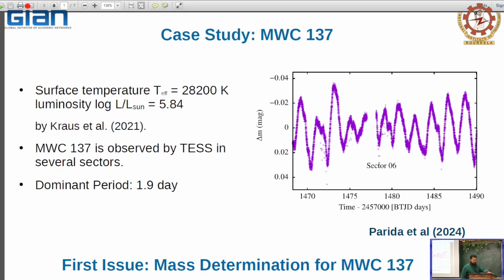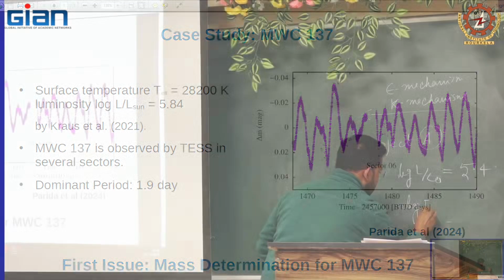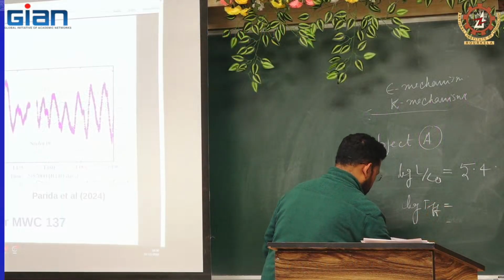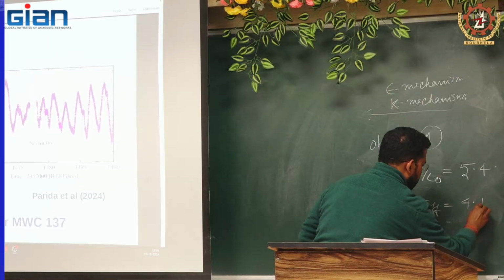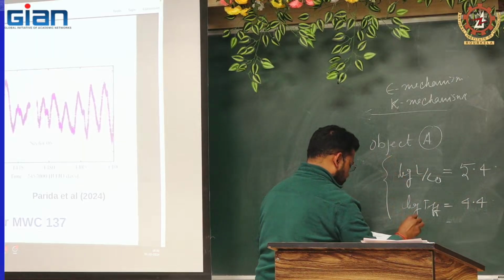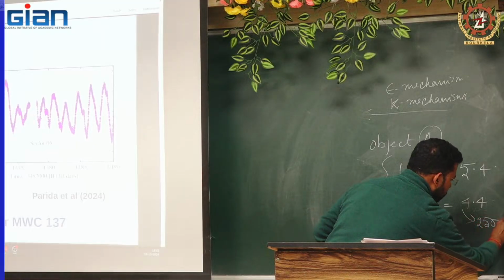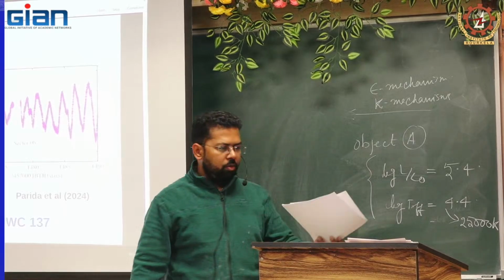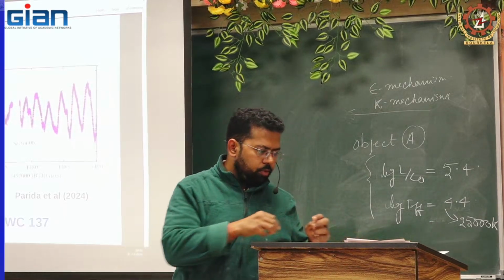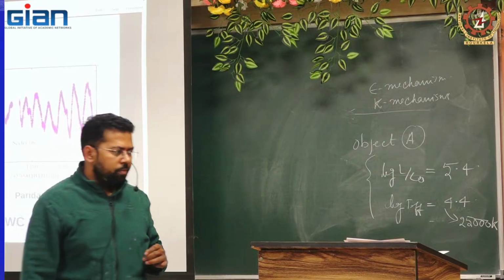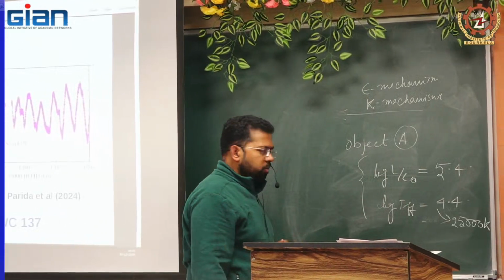For this object A, we have the luminosity 5.4 and the surface temperature equal to 4.4. I think if you convert it to the normal Kelvin scale, it is close to 25,000 Kelvin. Can you tell me, by looking at this evolutionary track, what will be the approximate mass for this star? 30 solar mass. Very good. We'll take another one.